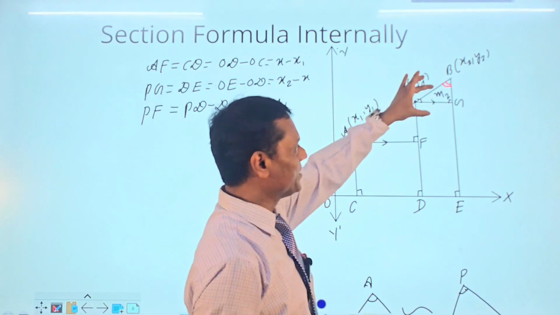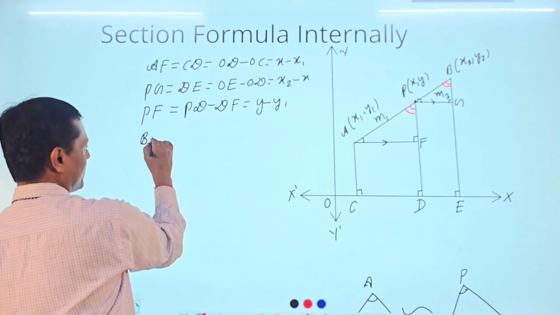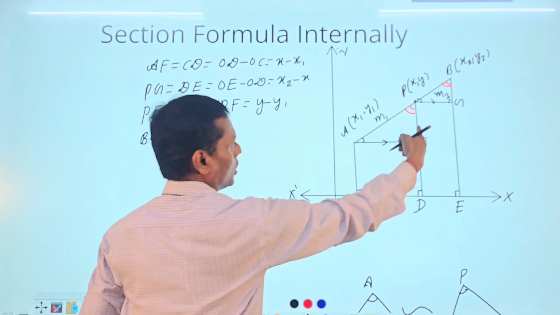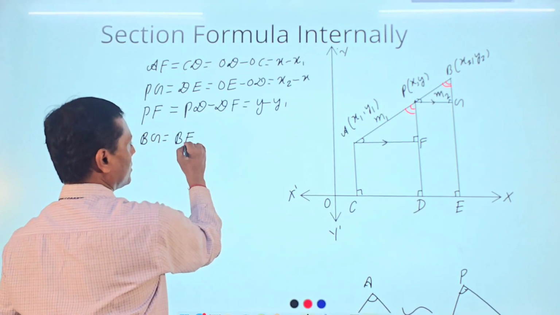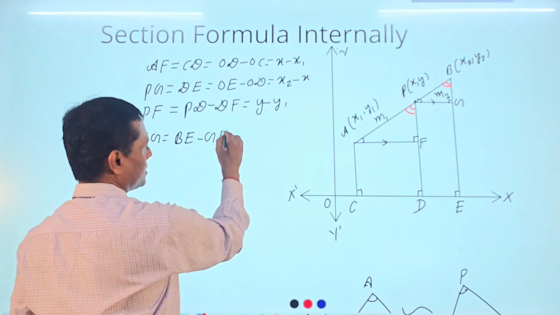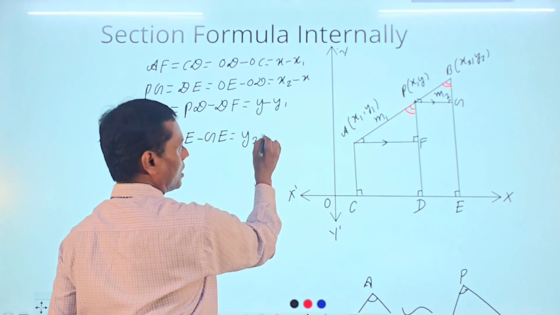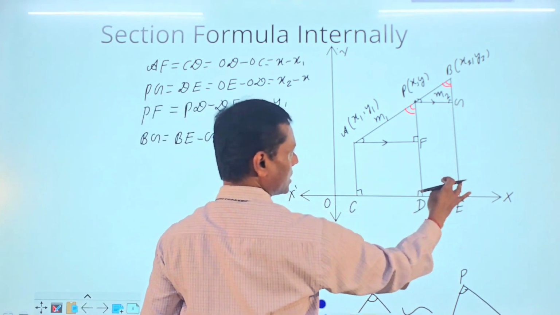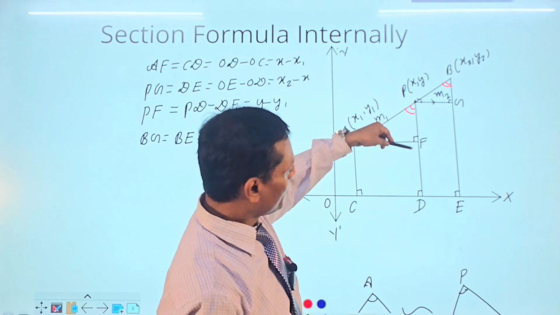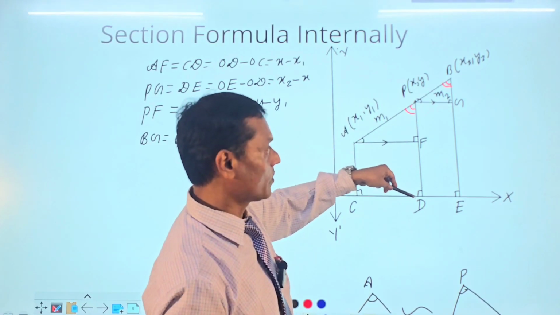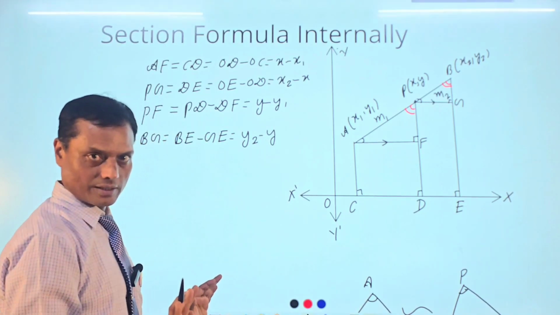And the last one is BG. That's BG, or GB, doesn't matter. So BG equals BE minus GE, correct? And BE equals Y2 minus this part GE. Listen here, GE equals PD, opposite sides of a rectangle, and PD equals Y, correct?